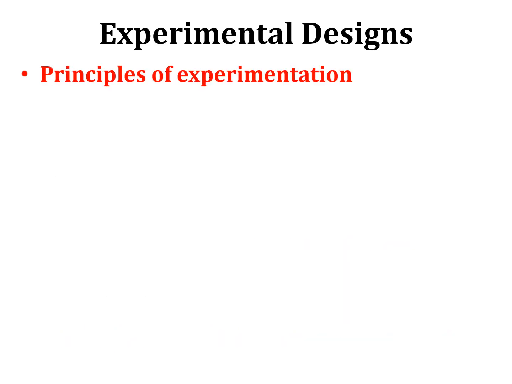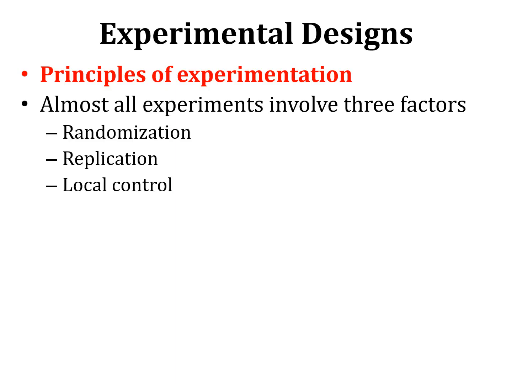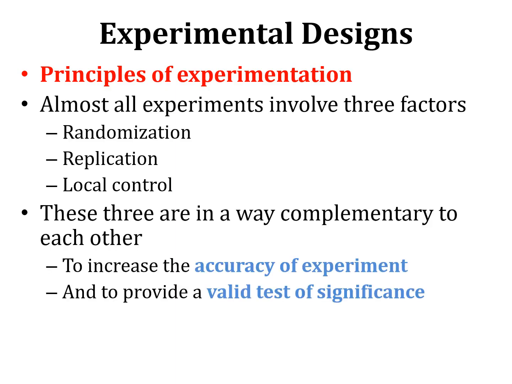And now we are going to discuss the principles of experimentation. Of course, when we are doing an experiment, we have to follow certain principles of experimentation. Almost all experiments involve three factors: randomization, replication, and local control. These three principles are in a way complementary to each other, and they complement each other to increase the accuracy of the experiment and to provide a valid test of significance.